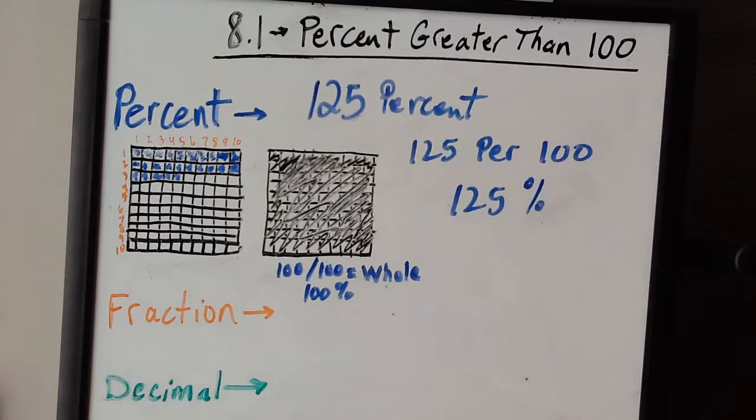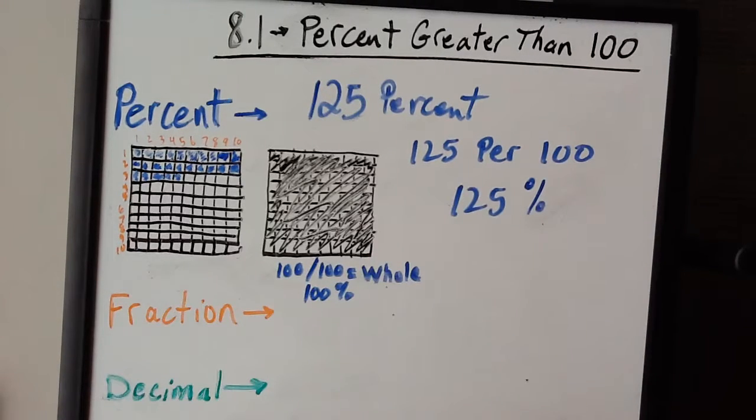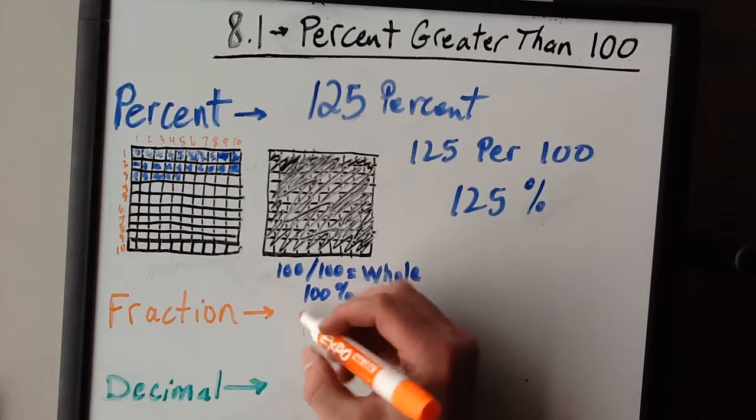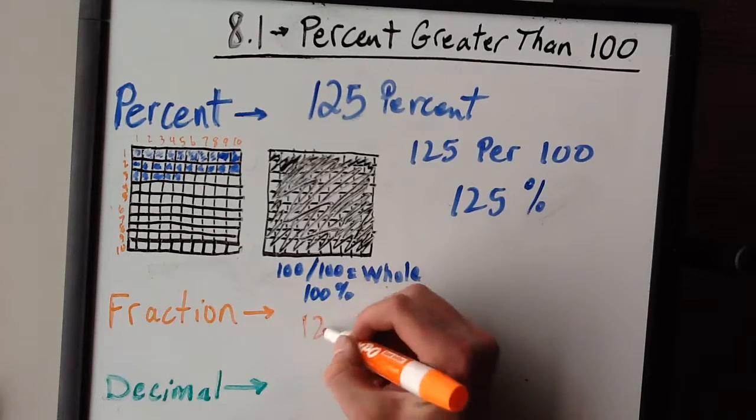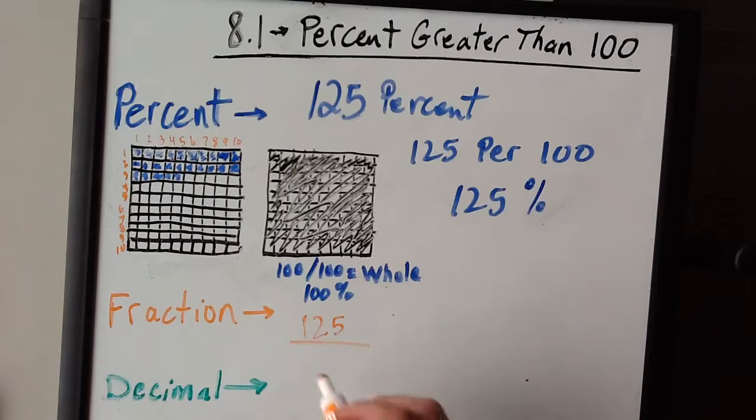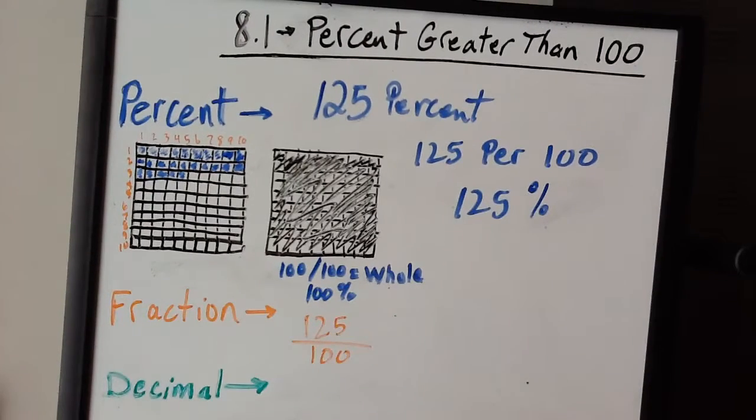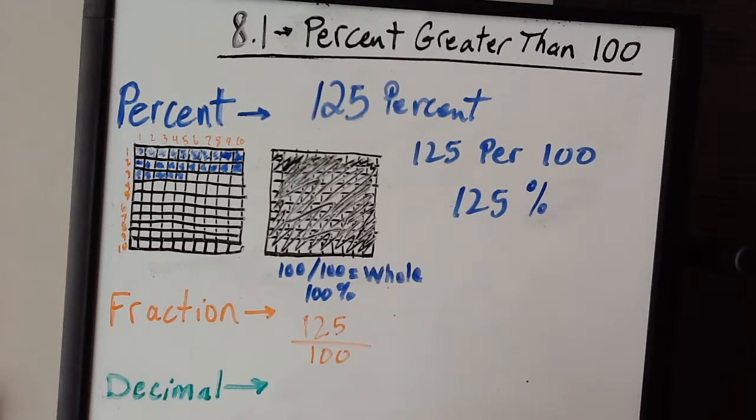Now, let's write this as a fraction. I can use this terminology to write this as a ratio or as a fraction. 125 would be my numerator, the number on top, per 100. 125 per 100, or 125 over 100. So this would be a fraction to represent the shaded region.